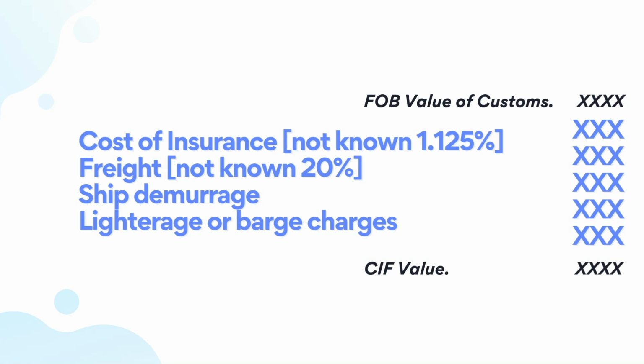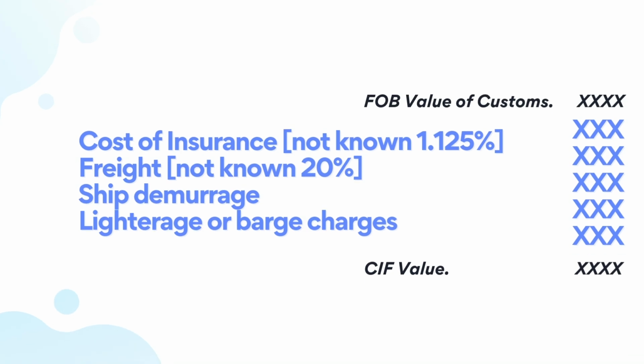the insurance. If it is given, well and good. If not given, at the rate of 1.125% on the value of imported goods, you have to add. What is the value of that imported goods? FOB value of customs, on which 1.125% towards insurance you have to add if the insurance is not given. If the freight is not known, 20% of the FOB value of customs should be considered for the value of imported goods to arrive at the CIF value, which is our assessable value.